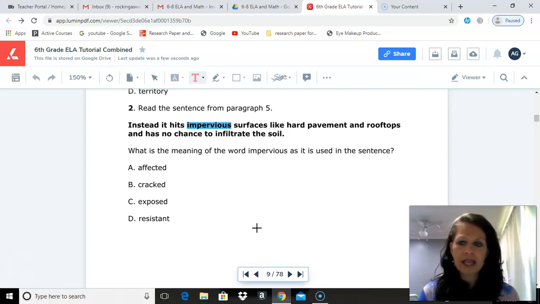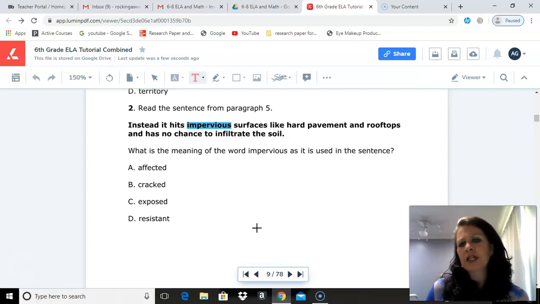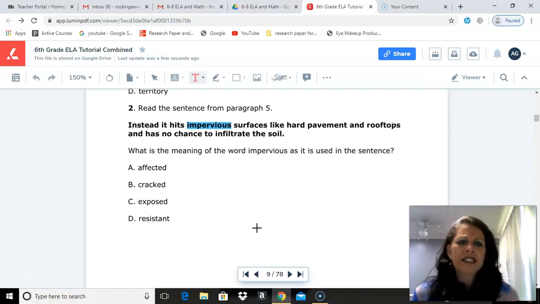That hard pavement is a flat surface, so you don't get your vehicle dirty and muddy like it would on a dirt road or a gravel road of some sort. So when you think about the hard pavement, you think about the rooftops, you're trying to keep something from coming in. It says it has no chance to infiltrate the soil.